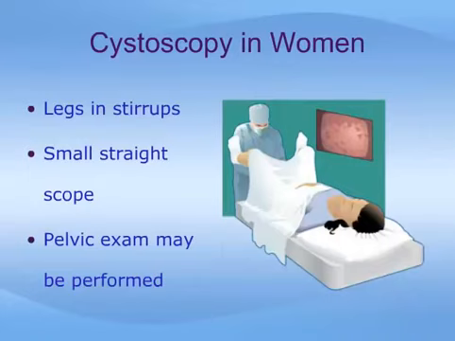Women have a shorter, straighter urethra, so a small straight telescope is usually used, with the patient's legs up in stirrups. A pelvic exam, if not done already, may be included in the visit.